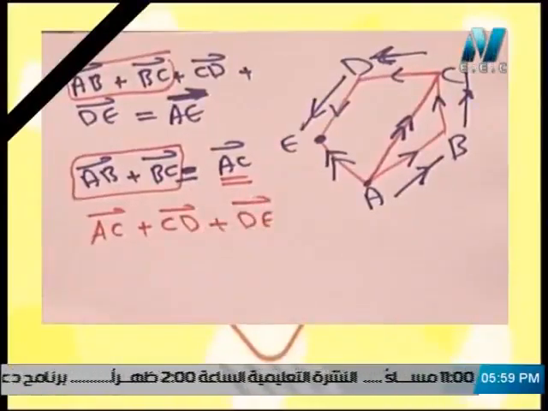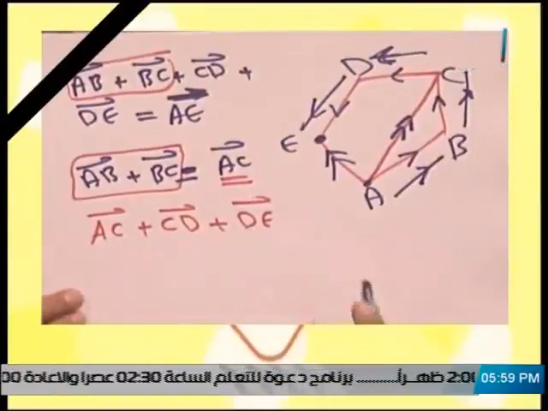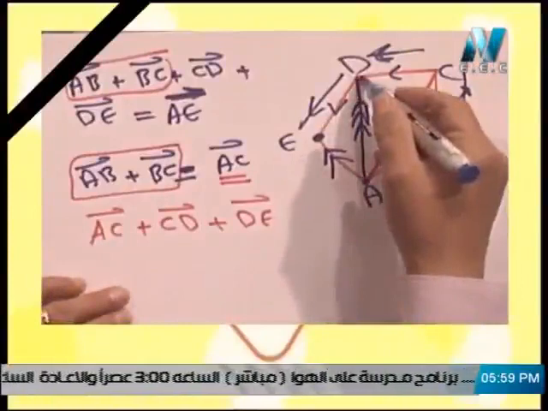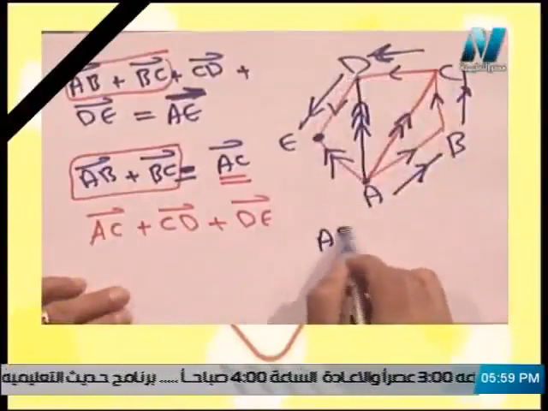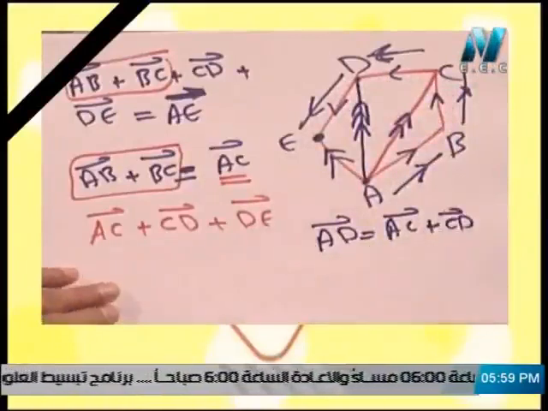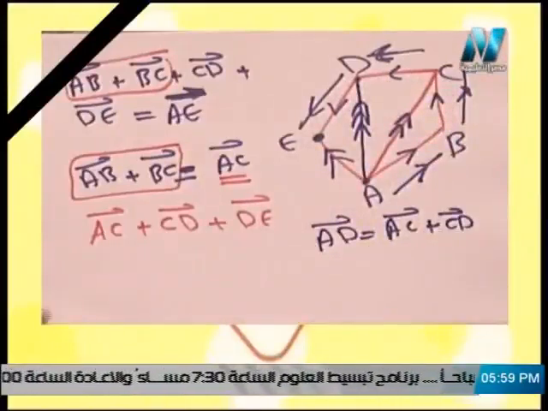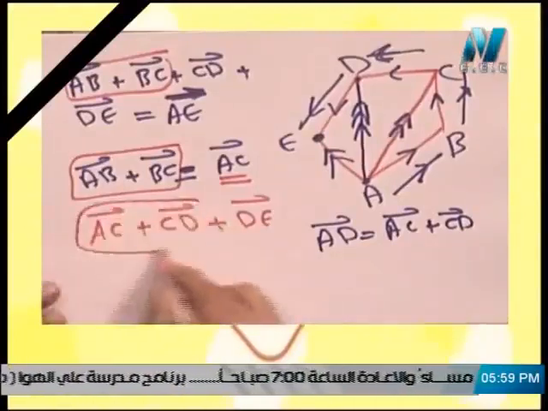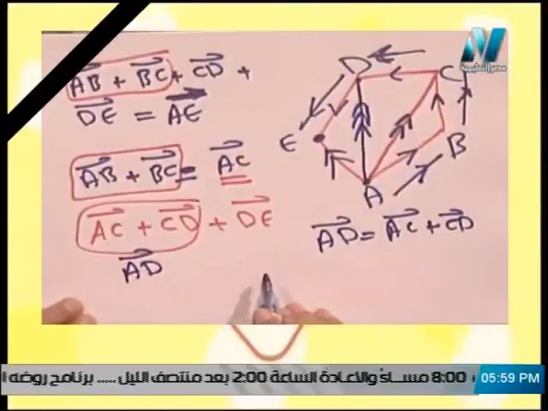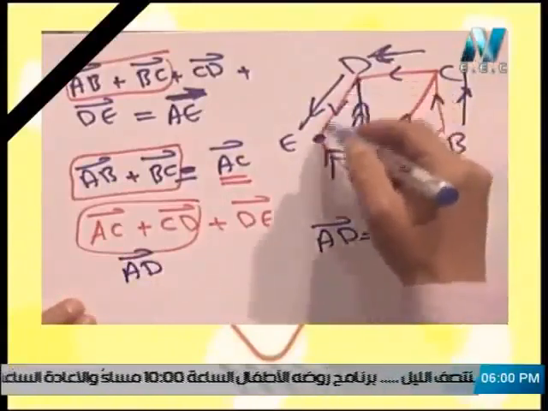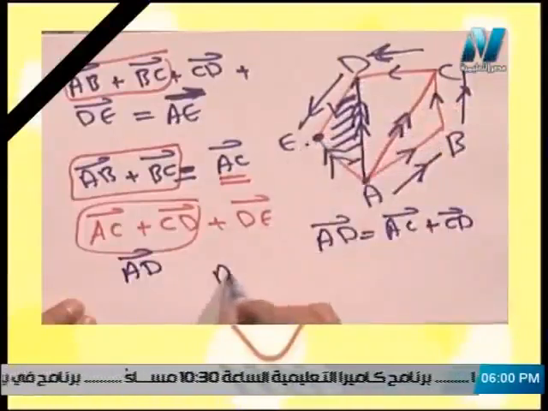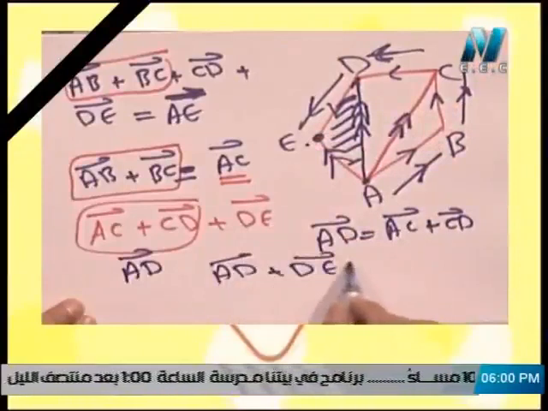And we can also complete another triangle like that. Okay, AD here equals AC plus CD. AD equals AC plus CD from the triangular vector. So we can express AC plus CD, this part also, by what? By the vector AD. So we have the vector AD and the vector DE. If we look at this triangle, then we can add AD plus DE, AD plus DE equals the vector AE.